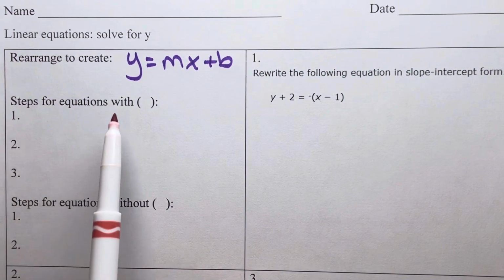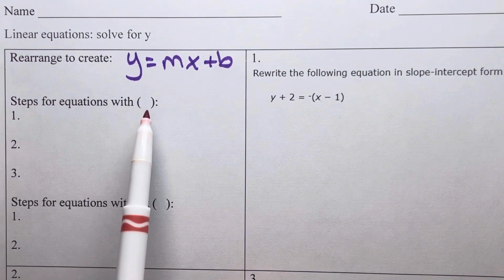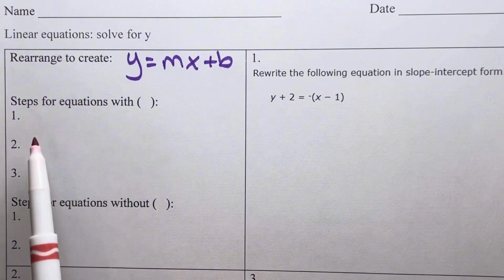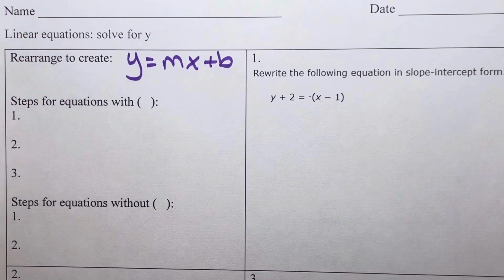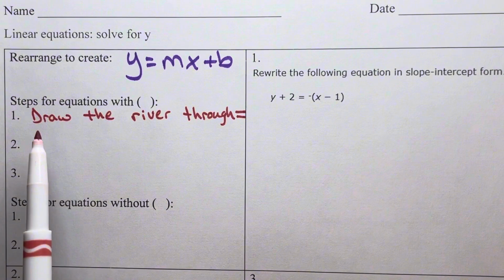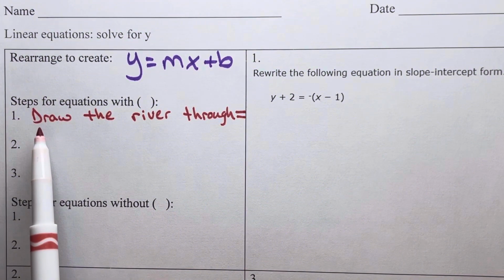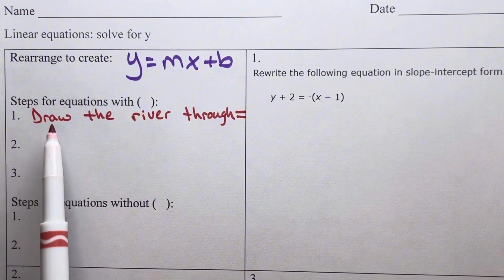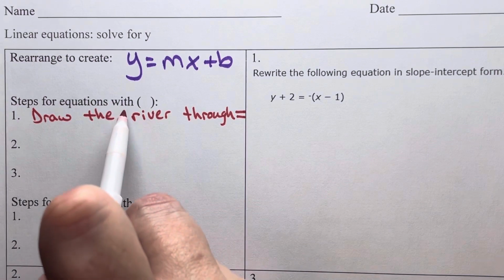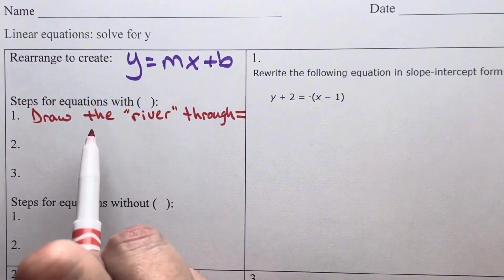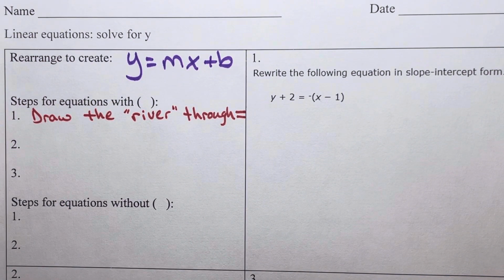If your equation has parentheses in it, let's use these 3 steps to help solve for y equals mx plus b. The first step to help you be successful in solving any equation is usually to draw the river, a line through the equal sign, to separate the left and right sides of your equation.